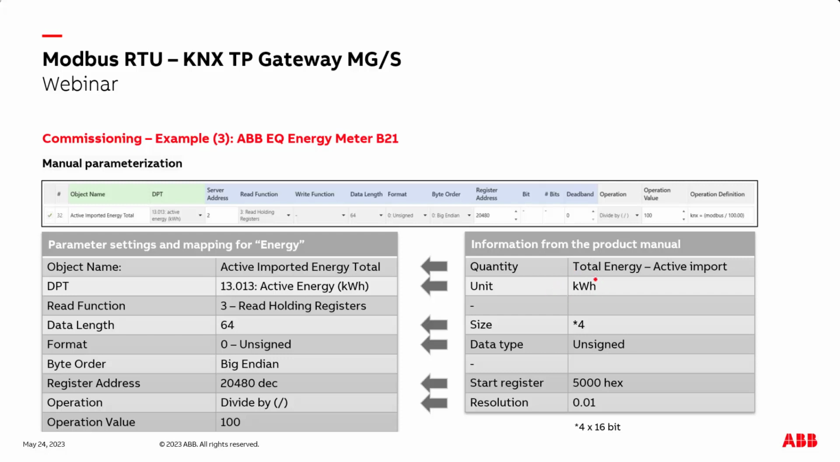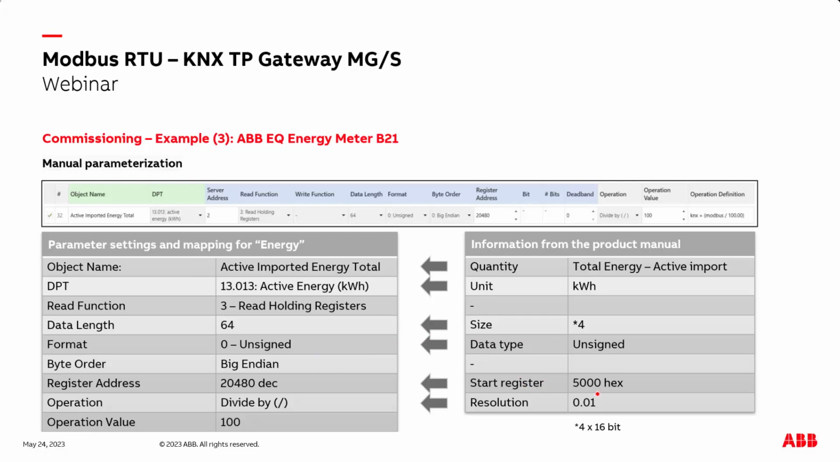To get this information, you need the product manual. And in the product manual, you get, for example, here the active energy. The active energy has a size here of 4 register addresses, and a register address has a length of 16 bits. It is unsigned. You see the start register address in the B21 meter, and you see the resolution. So now you have to use this information and enter it here in the Modbus parameters. So at first we have here the data length of 64 because the size here 4 multiplied by 16 equals 64. So the format, we can keep it like it is, unsigned. The byte order is big endian.